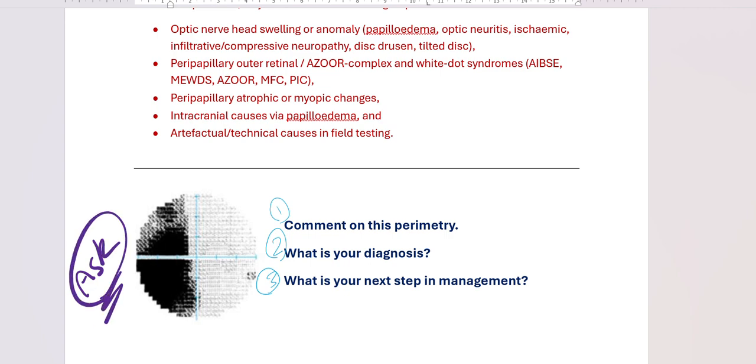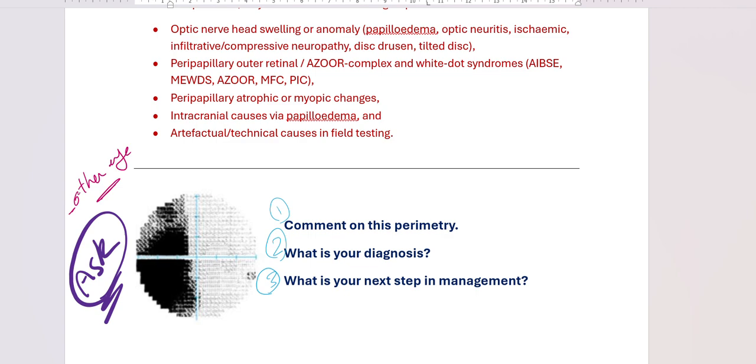So, if the examiner hands you this printout, don't rush to answer. Just ask the examiner, what about the other eye? I need to see the visual field of the other eye. I need to see the full printout of the visual field. He'll tell you, I don't have the full printout. And what about the other eye? Okay, the other eye is normal. Oh, wow. This is very different now.